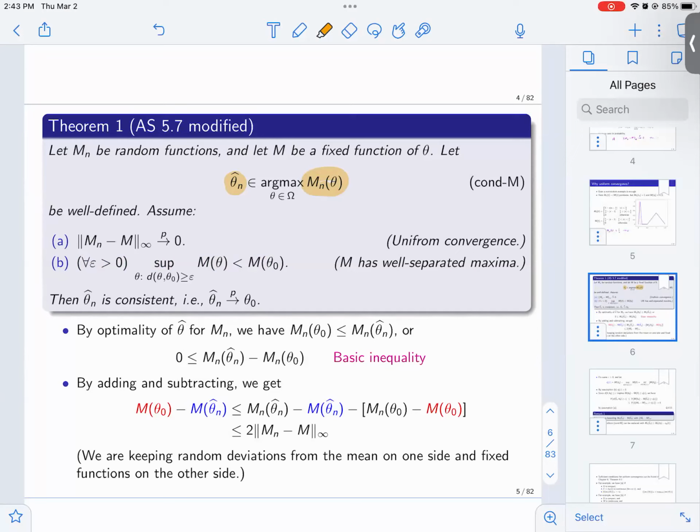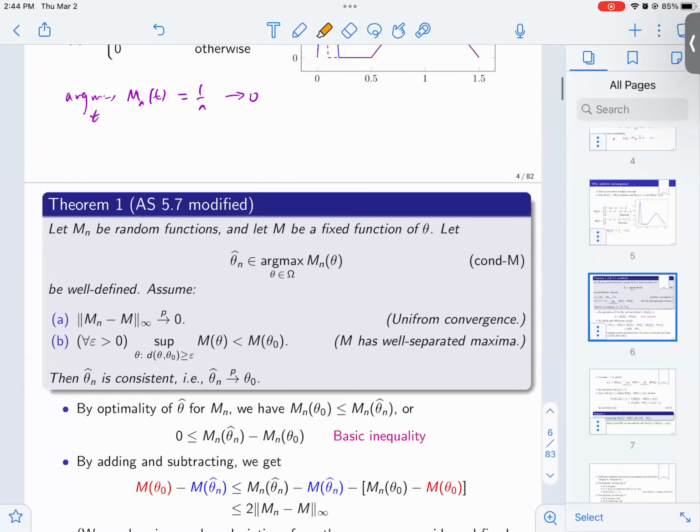And this one actually doesn't require you to assume that Mn is the empirical average. The fact that it's an empirical average is going to come in when you try to establish uniform convergence, but this result is very general. So if you have a sequence of random functions Mn theta that converges uniformly to M in probability, and this second criterion holds, which I'm going to talk about, then theta hat is going to be consistent for theta naught. So let me maybe mention this.